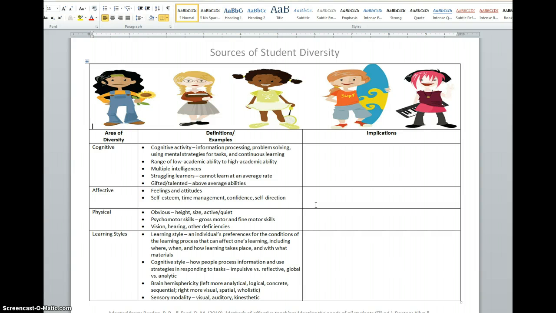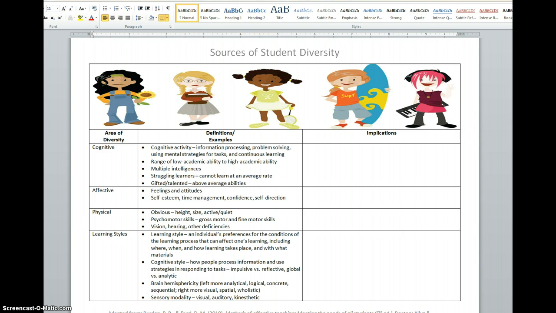So we have already discussed how students are similar to each other, what adolescents are like in general, and that's important for us to understand. And now we're going to dive into the much more difficult and challenging part about how students are different from each other. And we're going to use this form as a way to walk through it.